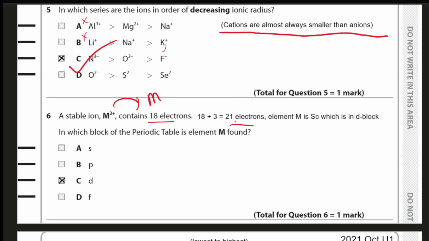Now if you check out the periodic table, you will notice that 21 electrons corresponds to element M, which is scandium, obviously a d block element. Why is it a d block element? Because its outermost electron is present in a d subshell, so we can say it's a d block element.